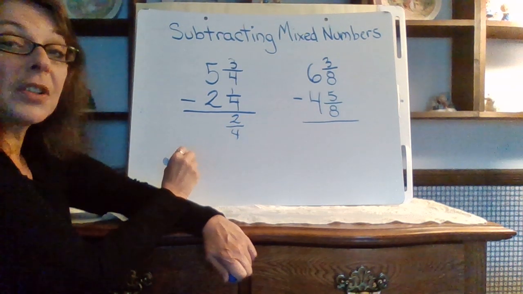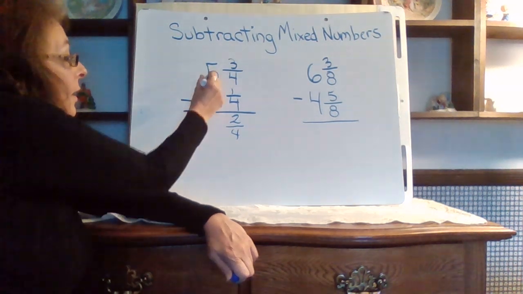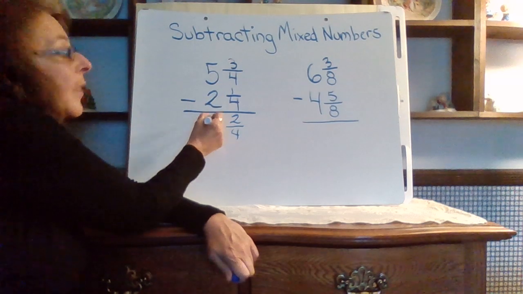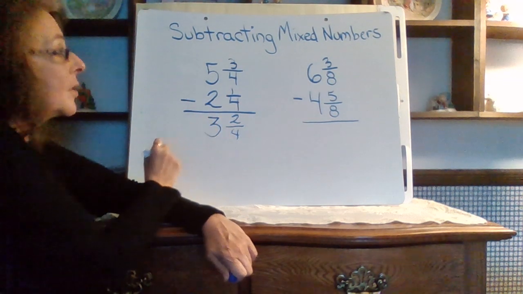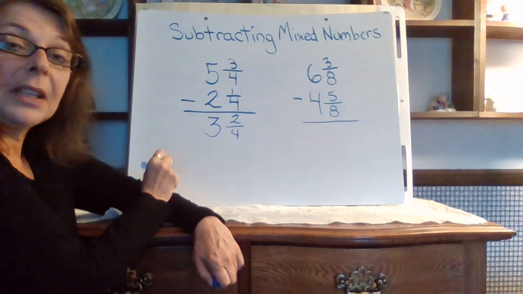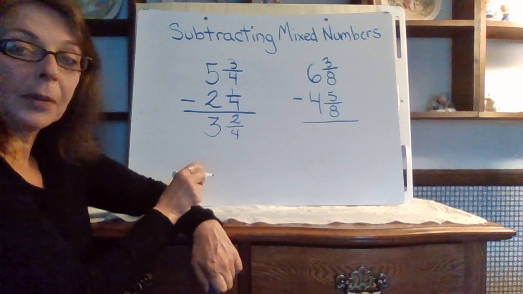So we're done with our fraction piece. We move to our whole number piece. And now we're going to subtract the bottom from the top, 5 minus 2, and we get 3. So our answer to that problem is 3 2/4. Now let's look at my next problem over there.